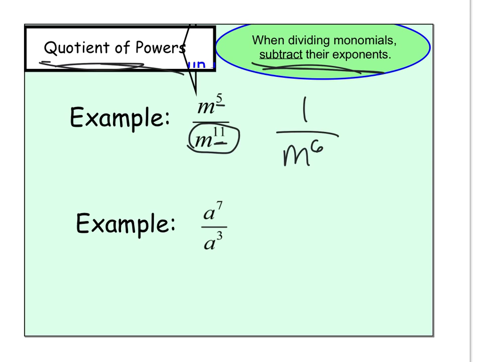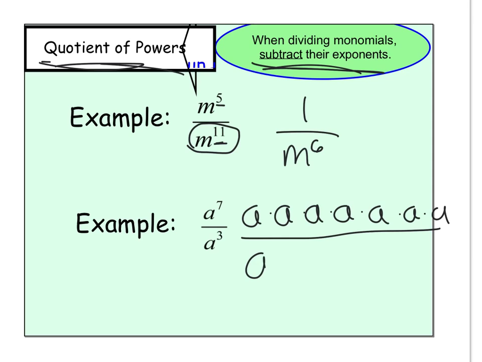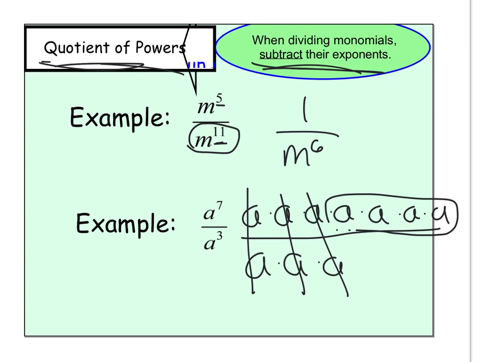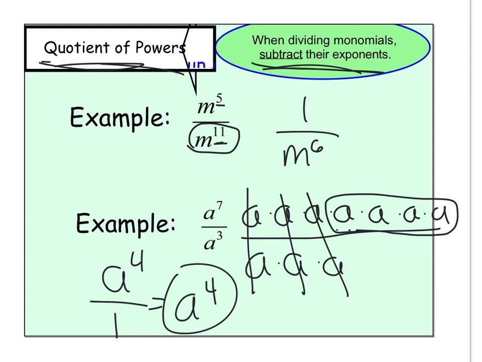Another way to think about it. Draw this out once just to help you visualize. So that's 7 on the top, 3 on the bottom. Those cancel, those cancel, those cancel. How many do I have left? 4. Where are they? In the top. So that's just going to be a to the fourth over 1, or just a to the fourth. That's my answer right there, a to the fourth.